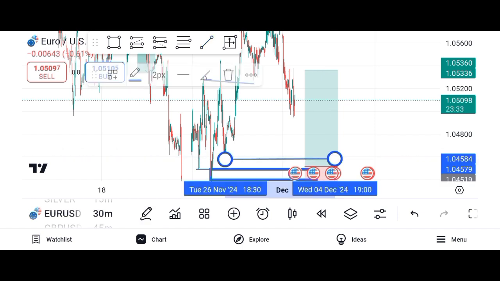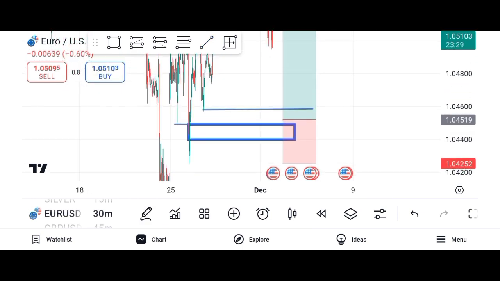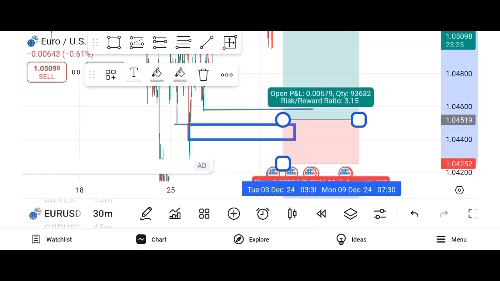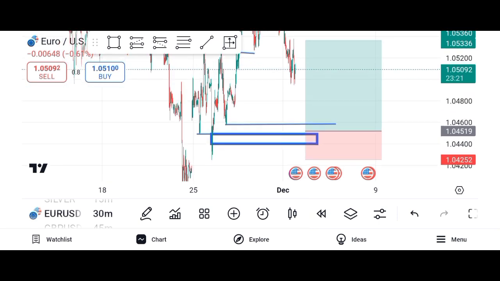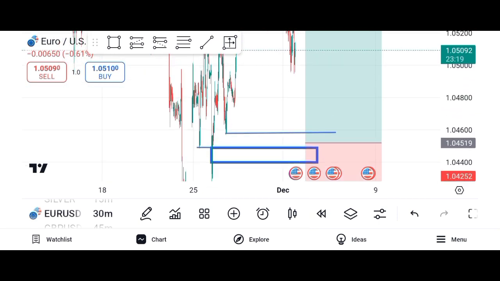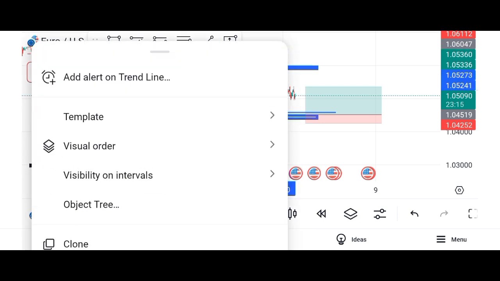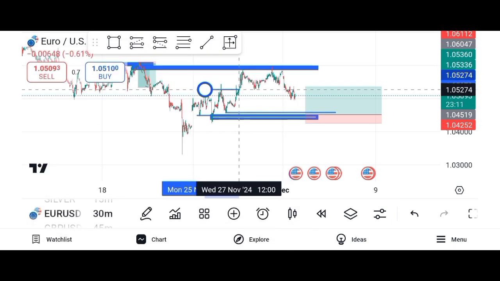Now I'm going to be waiting for this structural liquidity to be taken off, and then when market comes to this zone, we are going to be longing for a buy. So let's basically wait for this, and I'll be posting this on the community when I'm actually done posting this video and the setup actually plays out.